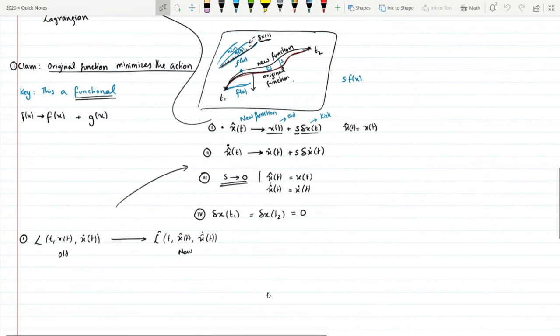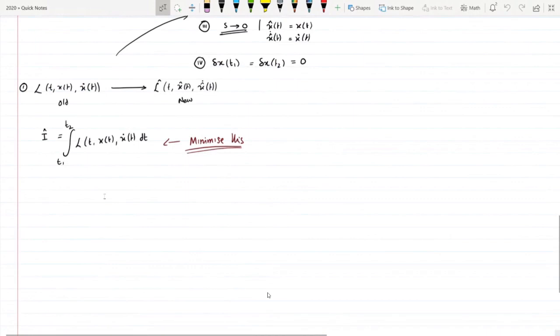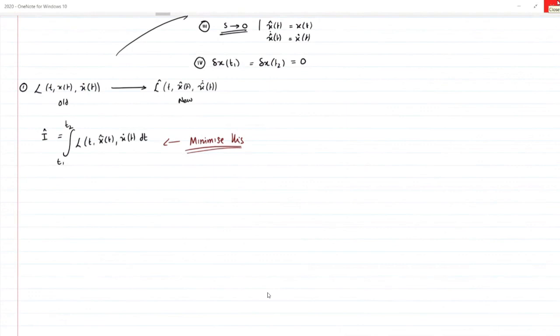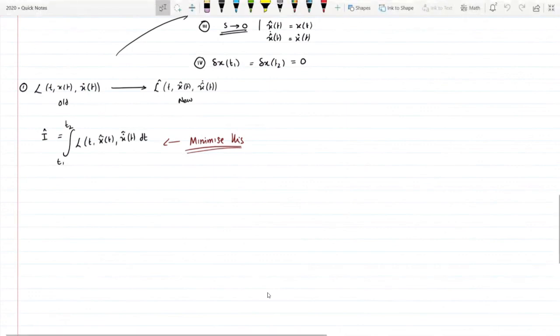Yes. Okay, so now writing out our action, let me call it I hat, which is the integral from t1 to t2 of my Lagrangian of t, x of t, x dot of t. Our goal now is to minimize this. Everyone clear? We've just reformulated the problem that we had, and now we've written it concretely. And this should actually be hat, sorry. Is everyone clear on what I've done so far? Okay, so how do we minimize this thing here?